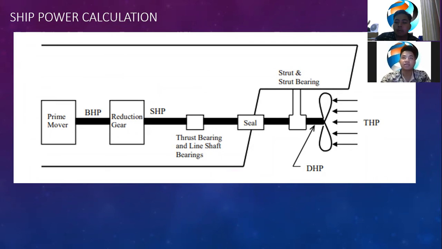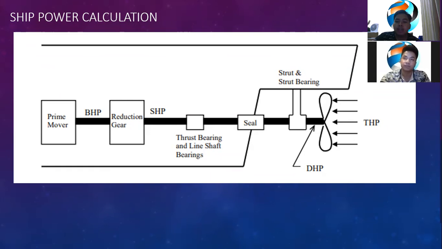The next is THP. THP is thrust horsepower. The power from the propeller thrust is equal to the product of the speed of advance and the thrust generated by the propeller, with suitable unit conversions. This power includes the losses of the gearbox, shafting, and propeller.